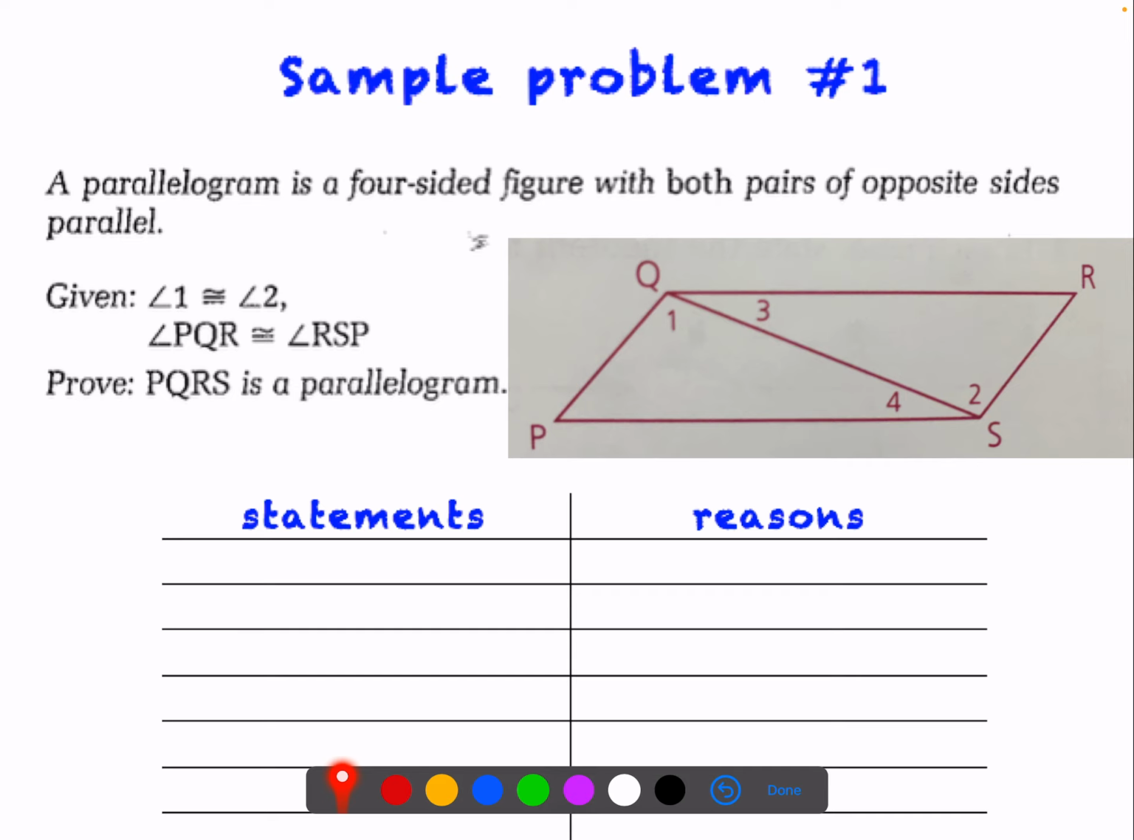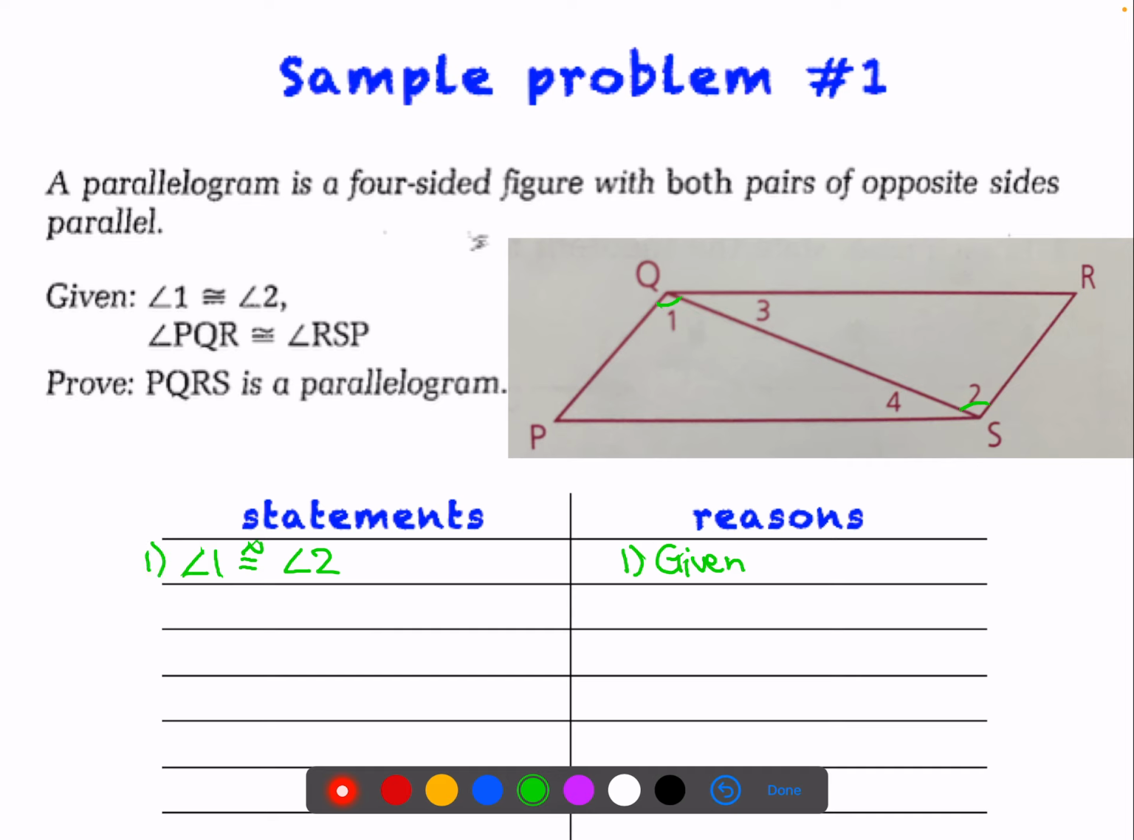So let's go ahead and get started on this, and if you'd like, you can pause it and try this one out on your own, and then we can go through it together as well. So the first thing that they give me is that angle 1 is congruent to angle 2. So I'll go ahead and put that first. Angle 1 is congruent to angle 2. That's given. And I can draw that in my picture. Here's angle 1, here's angle 2.